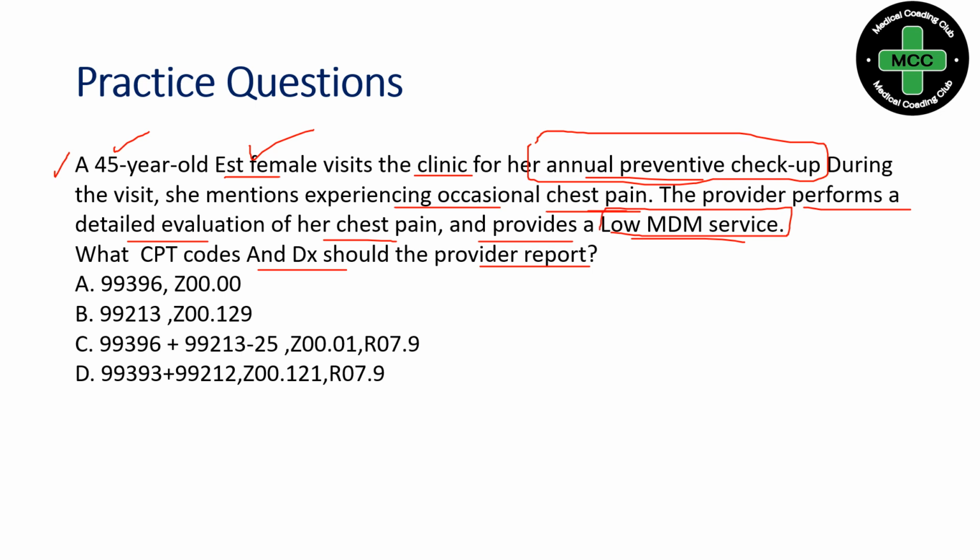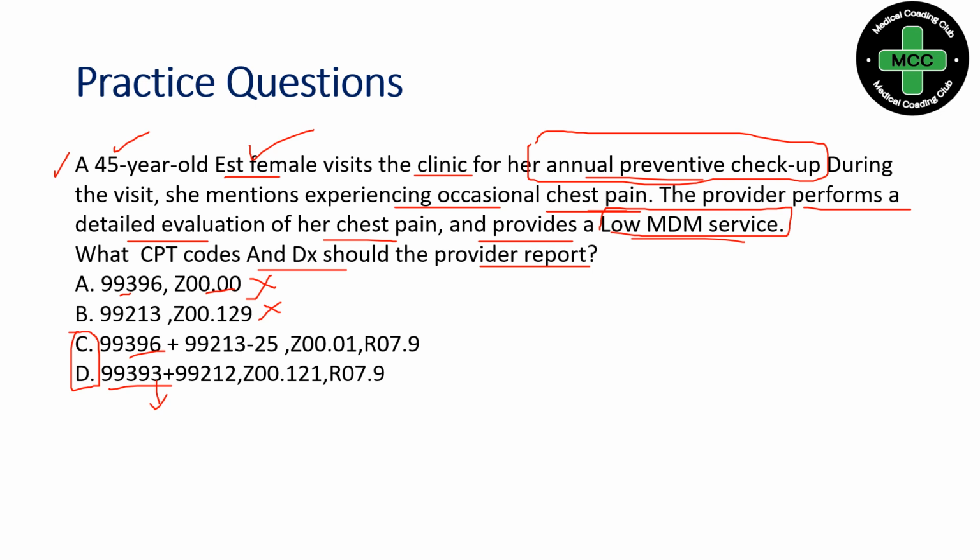So here, if you see the options. Option A has only the preventive CPT and ICD, and it is wrong. Option B has only the E&M code, evaluation and management, and again, you cannot code this. And for C and D, if you refer, 99393 is not the right answer, because the age is important. 99393 is not for a 45-year-old. And 99396. So between C and D you have to check.